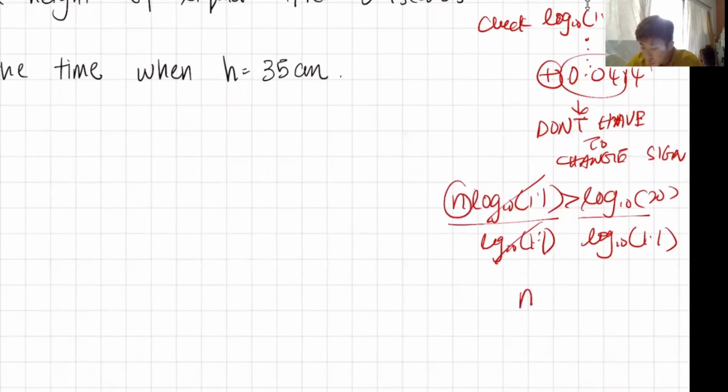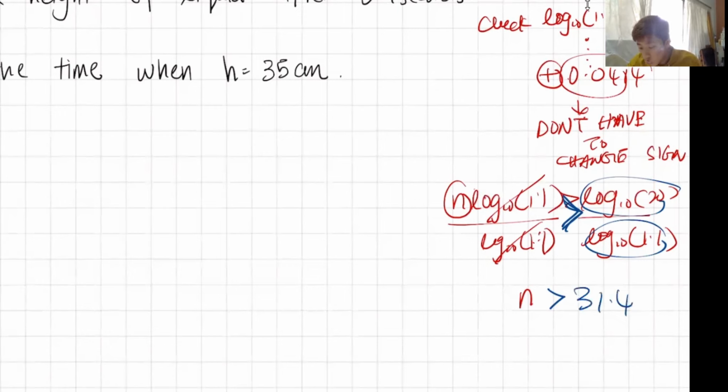And the sign is the most important thing. Do I have to change to smaller than? Don't have to. You just follow the sign here, it is bigger than. Then you calculate this in your calculator. Just type in log 20 divided by log 1.1. Okay, 31.4.